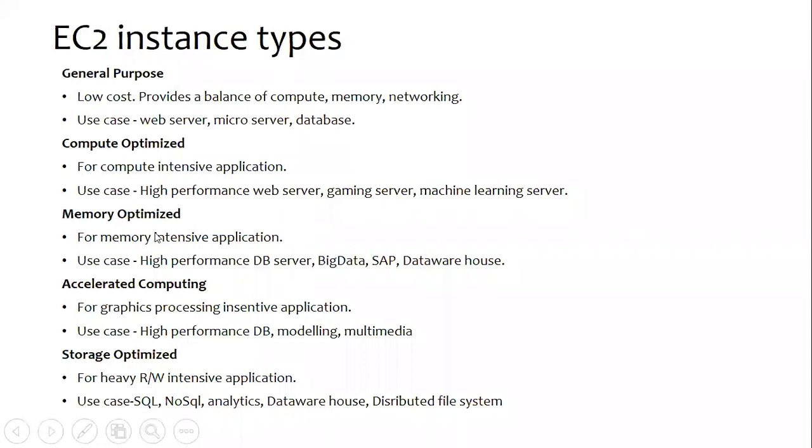Next, you have memory optimized instance types. That's for memory intensive applications like high performance DB servers, big data, SAP, and data warehouses. And you have accelerated computing, for applications that require more graphical processing. Next, you have storage optimized, for when your application requires a lot of read-write operations. So these are the instance types.